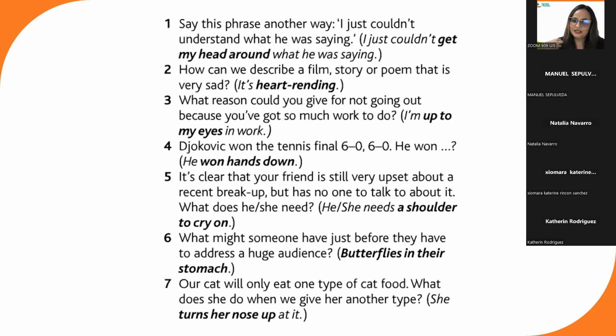If you need a reason for not going out because you're so busy and overwhelmed, you can say, I'm up to my eyes in work, or up to my neck in work. Remember the one that we started with neck, okay? Eyes are also the same in this one because they are on top. But remember that I explained the one with the neck, which is when you feel so tight. Yes? So you are very busy.